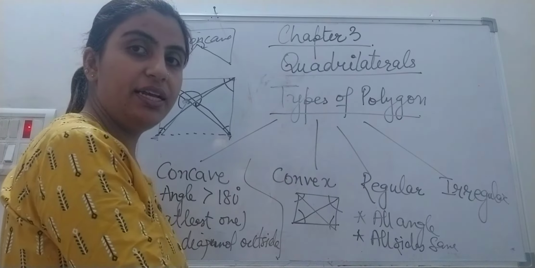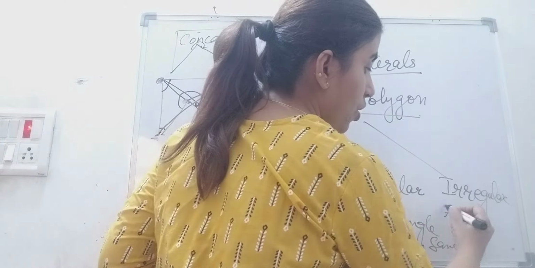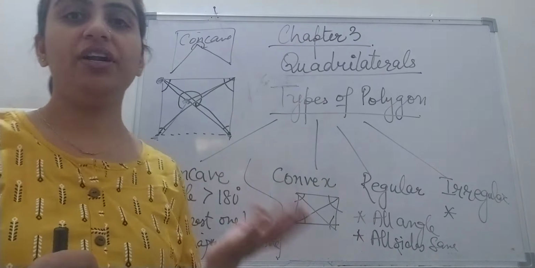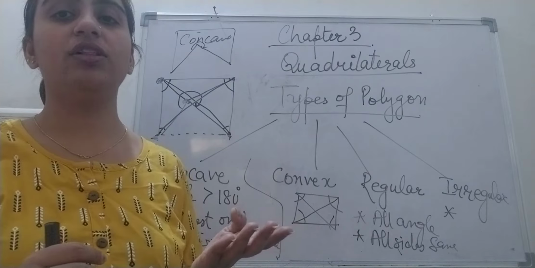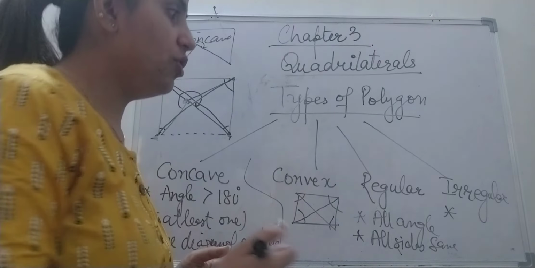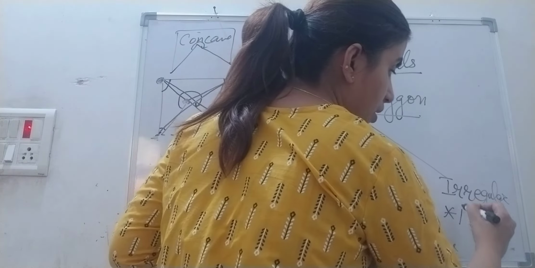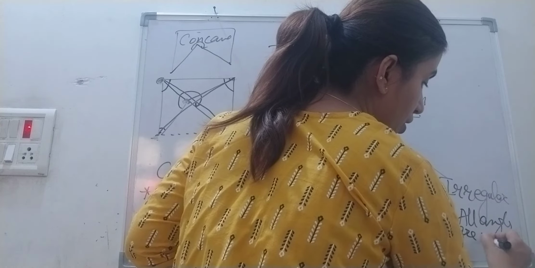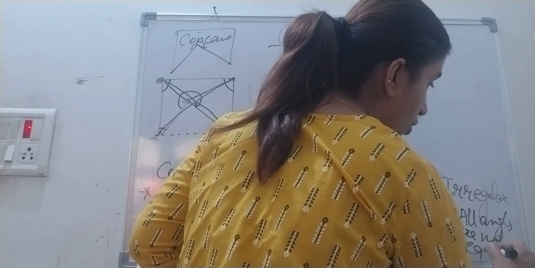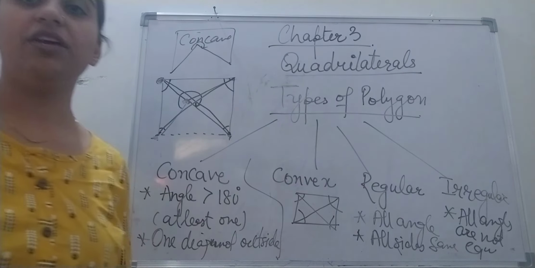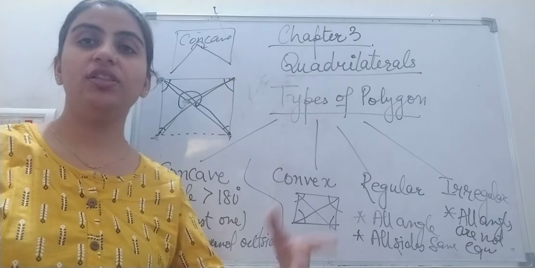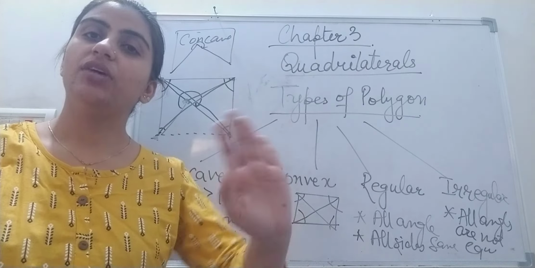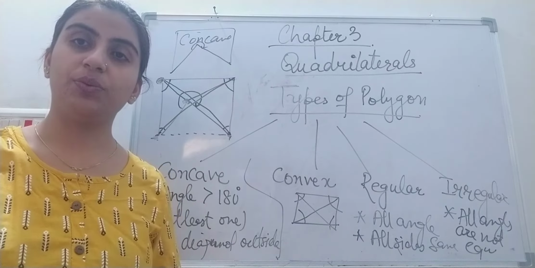Opposite to this, irregular. Irregular means it is not such that all the sides should be equal. It will not have all the sides equal, or it will not have all the angles equal. So all angles are not equal, or all sides are not equal. If we have all the sides equal, then all the angles will also be equal. But here all the angles are not equal and all the sides are also not equal.